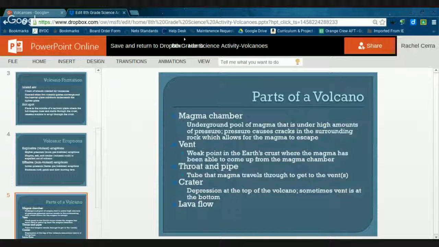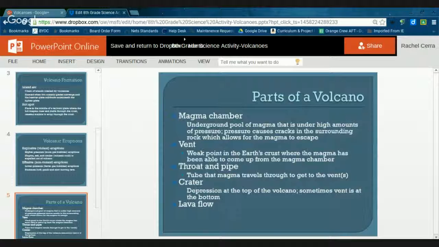The throat or pipe, these are going to be tubes. There's a main pipe that's going to usually come straight up from that magma chamber. There can be smaller pipes coming off the side. The throat is usually the small portion of the pipe that's right at the very end, right before the vent. But basically they're just the tubes that the magma is going to travel to get to the vents. By the way, there can be more than one vent. There's usually a main vent, but there can be other vents on the sides of the volcanoes.